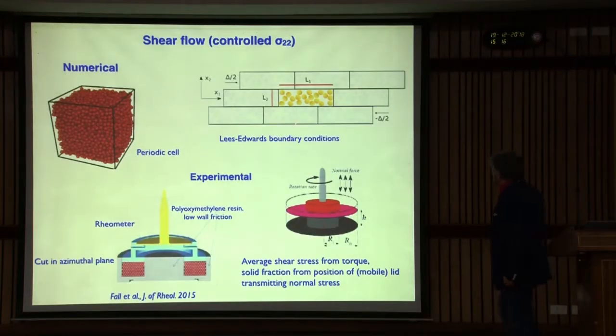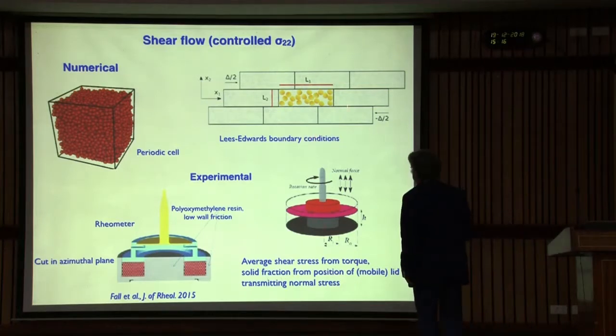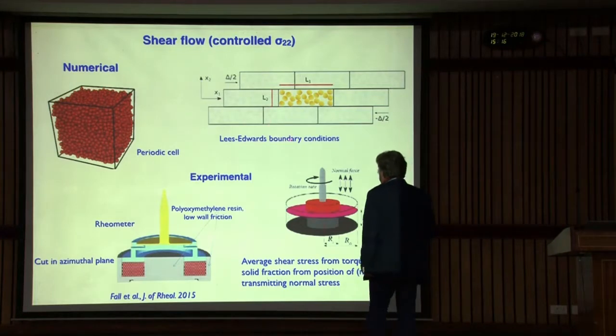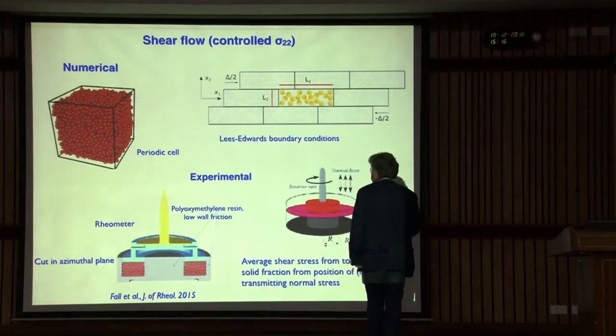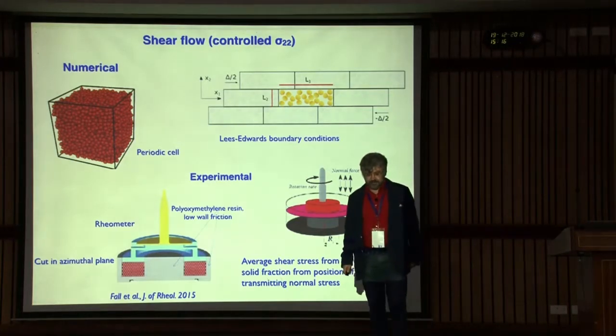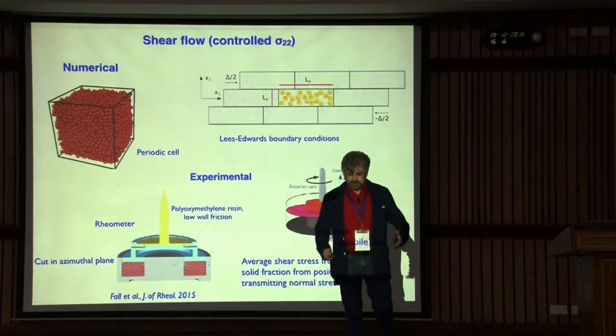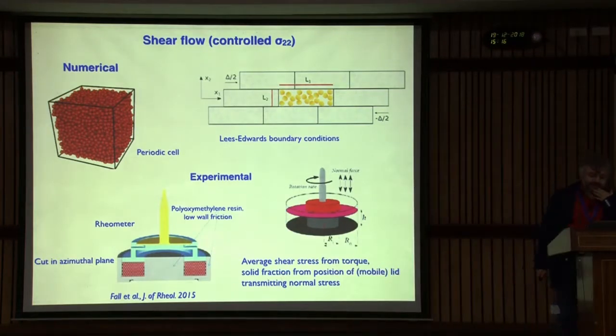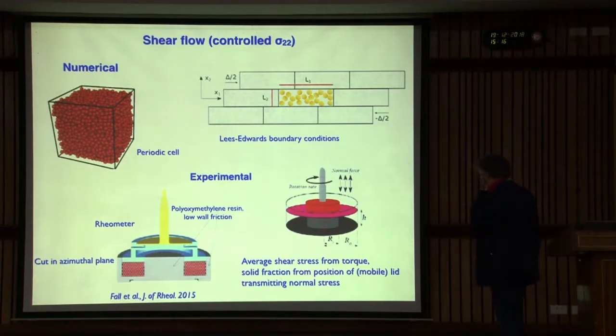This is how we control shear flow with Lees-Edwards boundary conditions in simulations. So everything is periodic. We avoid edge effects totally by just avoiding edges. There are no wall effects because we have no walls at all. This is the aspect of one sample in its periodic cell.